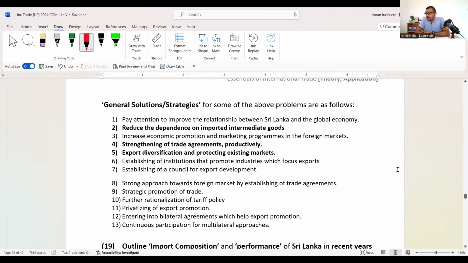Pay attention to improving the relationship between Sri Lanka and the global economy. That is one of the first things we have to do, because our policies are so inconsistent and keep on changing. We have disappointed many countries that do a lot of bilateral trade with us. Okay, so we need to really work on improving our international trade relationships with the rest of the world. Okay, and we need to have solid, consistent policies on this.